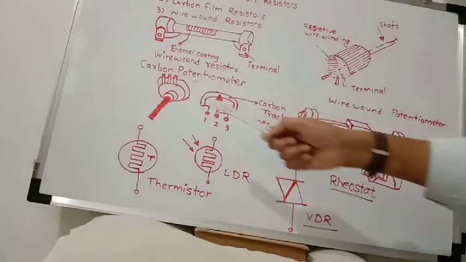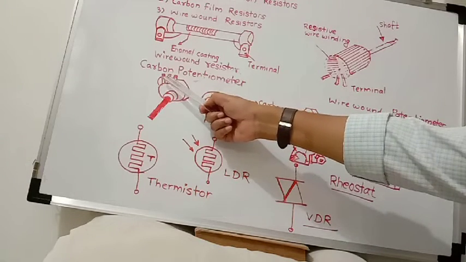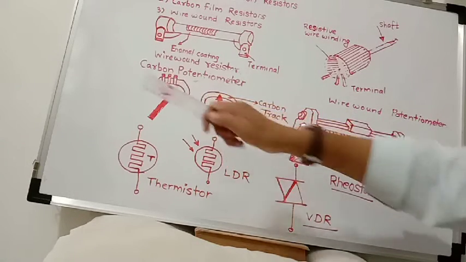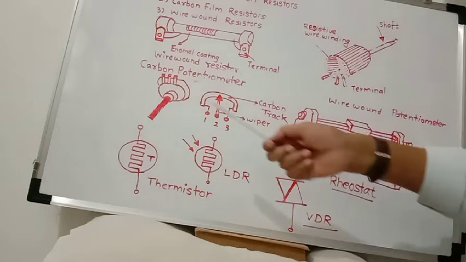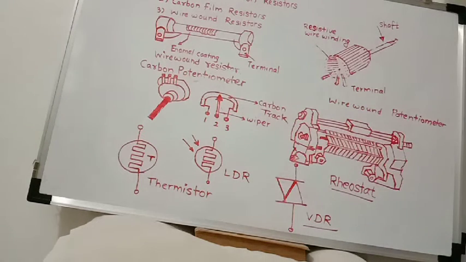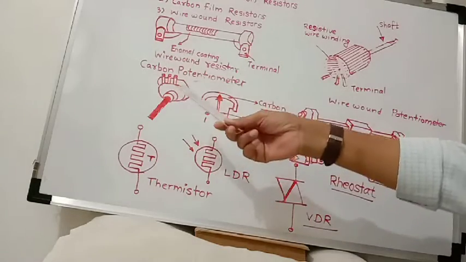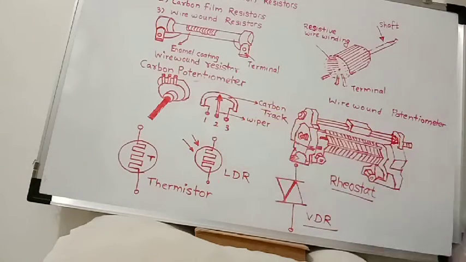But when the middle terminal is connected to one of the fixed terminals and the shaft is moved, we get a variable resistance. When the shaft is moved, we get variable resistance. That is, we can change this resistance from 1 ohm to 100 kilo ohm.